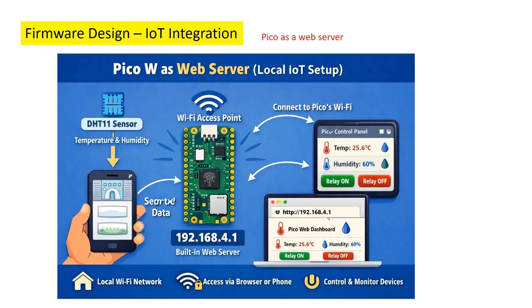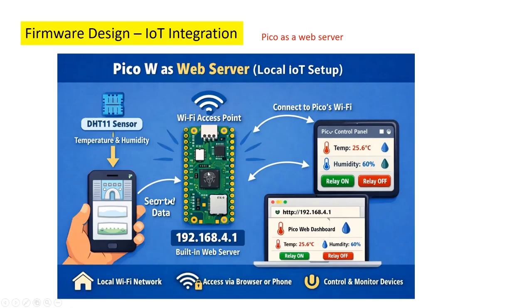Then the third method is where you deploy a web server on your Pico 2W or your Pico W. So you deploy a server on this Pico W such that any device that is connected to the same access point as your Pico 2W will be able to communicate with your Pico 2W.